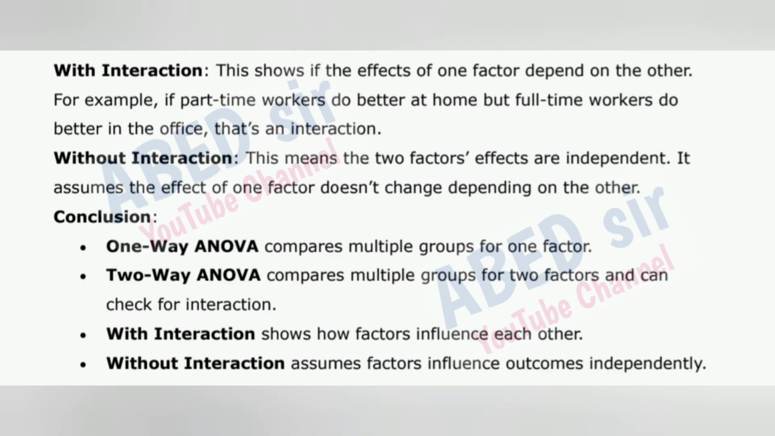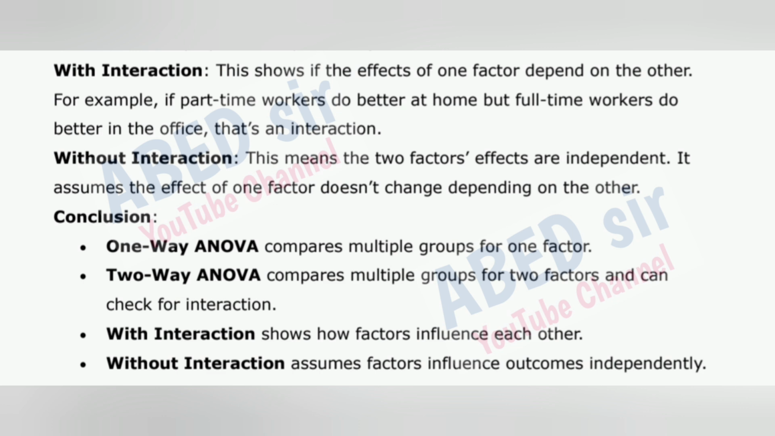With interaction, this shows if the effects of one factor depend on the other. For example, if part-time workers do better at home but full-time workers do better in the office, that's an interaction. Without interaction, this means the two factors' effects are independent. It assumes the effect of one factor doesn't change depending on the other.